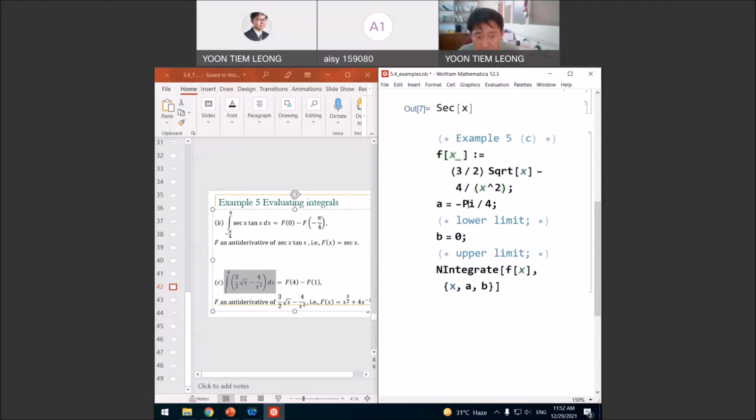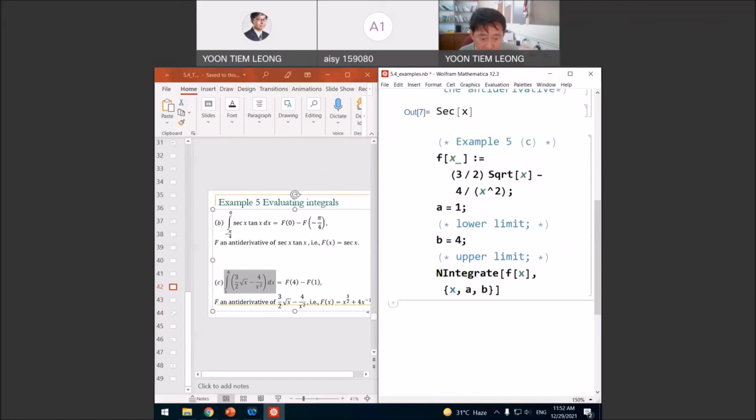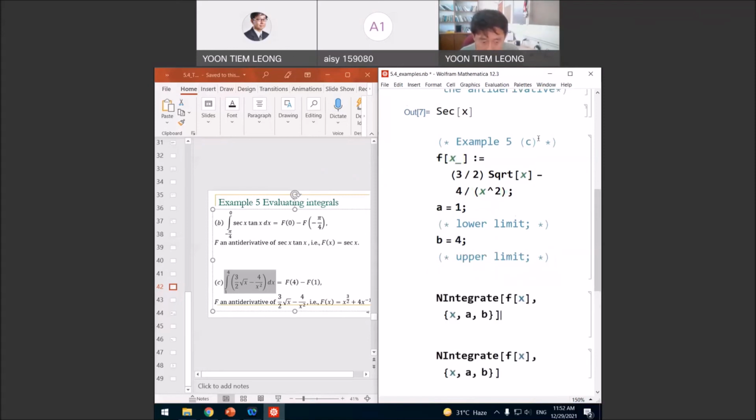Then the lower limit here is 1. Upper limit is 4. So let me find out what the definite integral is, and let me do it one by one. Okay, so this is to find the definite integral. This is to find the indefinite integral, which is basically the antiderivative, right? So let me execute this.